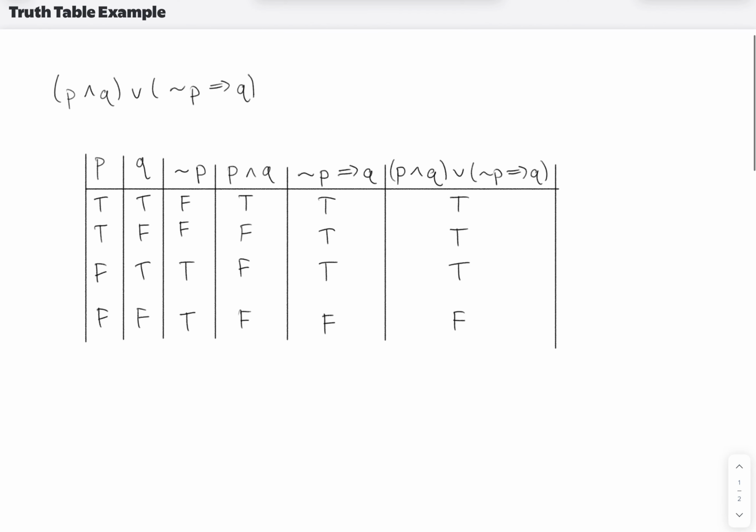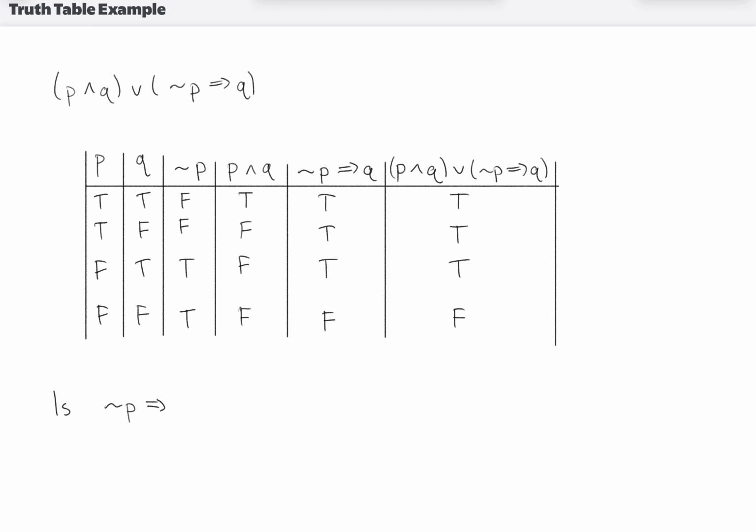So let's follow it up just quickly with a question that looks at this truth table. The question is: does the negation of P imply Q? This symbol means equivalent. Is it logically equivalent to the entire statement, P and Q, or not P implies Q?